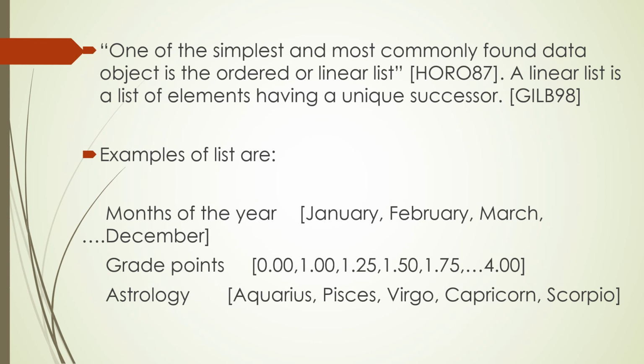So, we have Aquarius, and the successor of Aquarius is Pisces. An example, the successor of Pisces is Virgo, and so on and so forth. These are examples of linear lists.